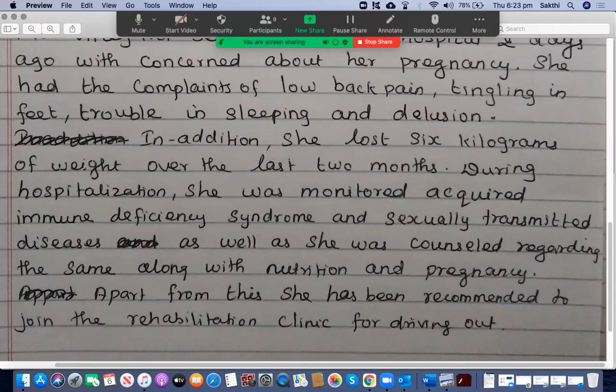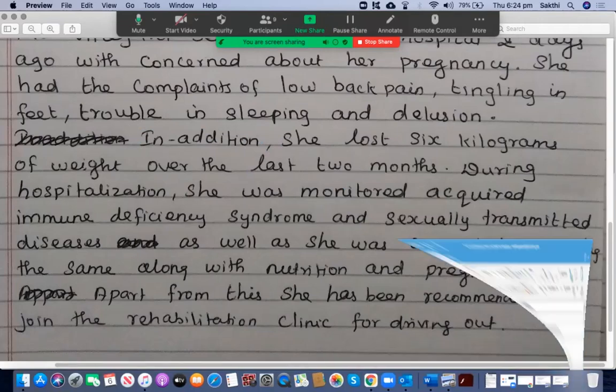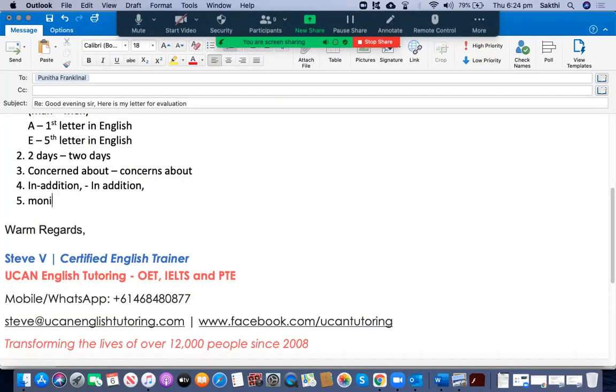So during hospitalization, she was monitored acquired immune deficiency syndrome. She was monitored for, isn't it? It's not "she was monitored, acquired." So you used two verbs here. If you don't use "for," acquired can also be considered a verb, and monitored is another verb. So you can't use those two verbs together. "She was monitored, acquired" is wrong. So, monitored for acquired immunodeficiency syndrome.